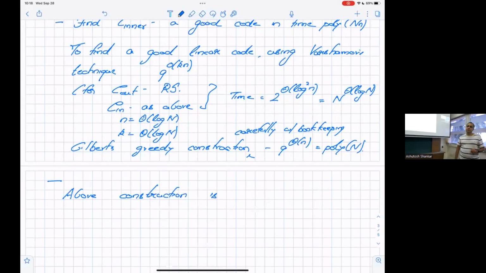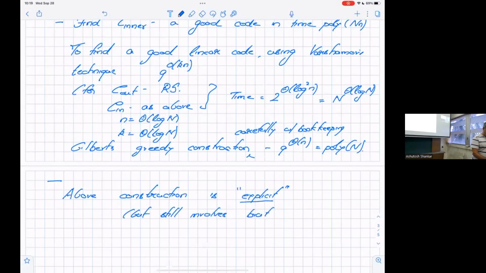What are we careful about? We still kind of look over all possible codes. No, you just need to ensure that the whole process runs in time poly in n. The above construction is explicit, but still involves brute force search, which is not such a nice aspect of this one, but there's an algorithm that outputs the code.